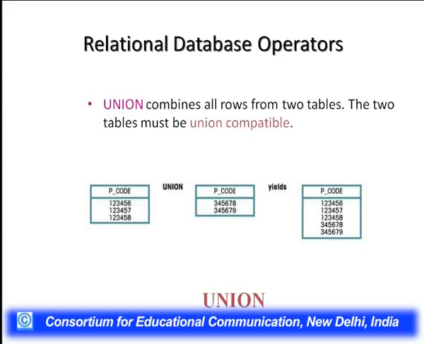So, union combines all rows from the two tables and the two tables must be union compatible. Union compatible means that the tables should have the same number of columns and the domain of the columns should also be the same. Only then you can combine the data from the two tables. So, the union operator will combine, or will add, the rows of the two tables.